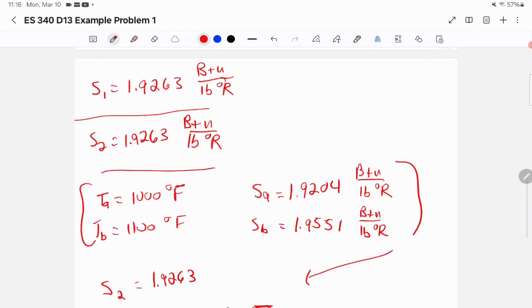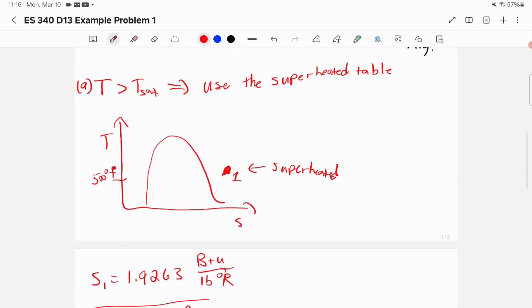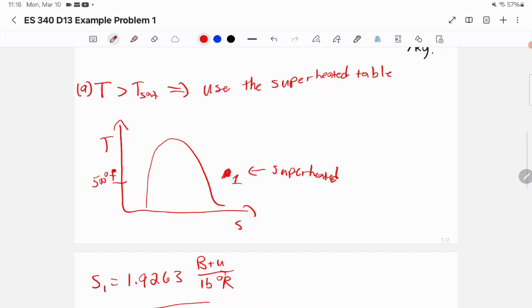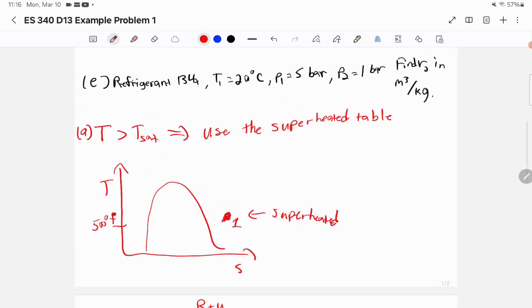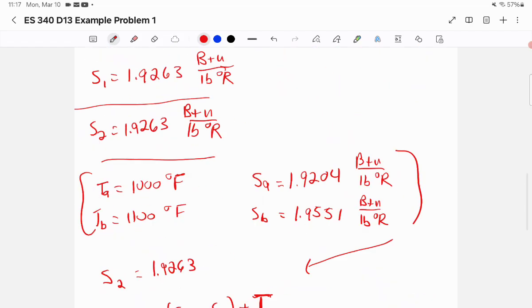And by the way, that's also superheated, and look, the temperature is quite a bit higher. So if I were to come back here, state 2 would be directly above, somewhere up here. This is 1017 Fahrenheit, would be state 2, right? Both of them are in the superheated regime, and their S value has to be the same, so they should line up on the x-axis here. Okay, so now let's look at part B.